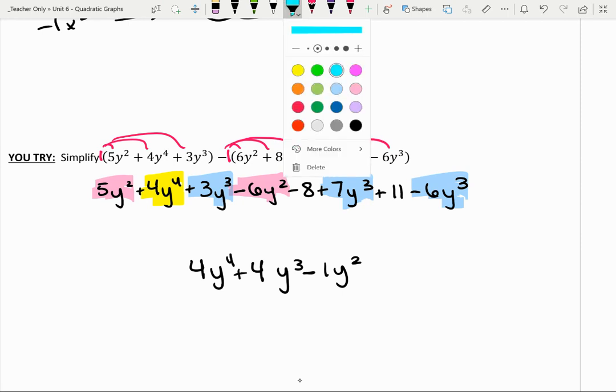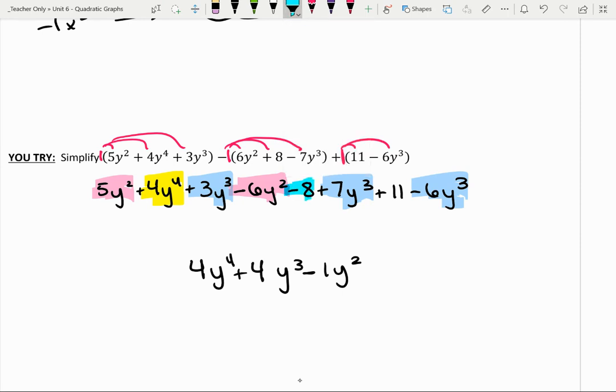And then finally my constants. Negative 8 plus 11 gives me a positive 3. So one of the reasons I like writing this out, and highlighting and marking, is that if I had gotten to the end and I still had this negative 6y cubed, okay, that's easier for me to sort out than if I'm not making any marks at all.